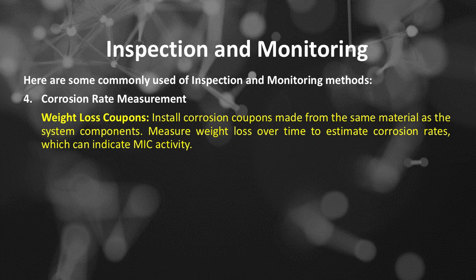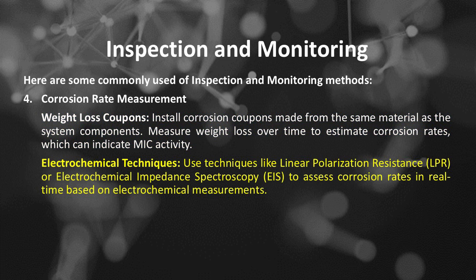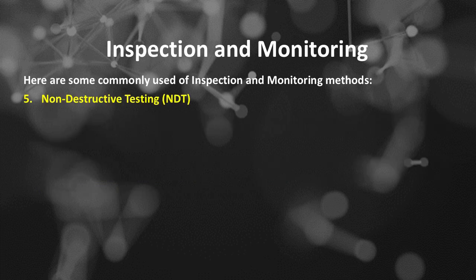Weight loss coupons: install corrosion coupons made from the same material as the system components. Measure weight loss over time to estimate corrosion rates, which can indicate MIC activity. Electrochemical techniques: use techniques like linear polarization resistance, LPR, or electrochemical impedance spectroscopy, EIS, to assess corrosion rates in real time based on electrochemical measurements. Number 5 is nondestructive testing, or NDT.